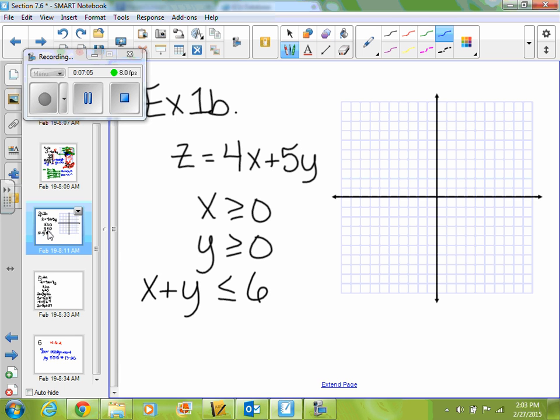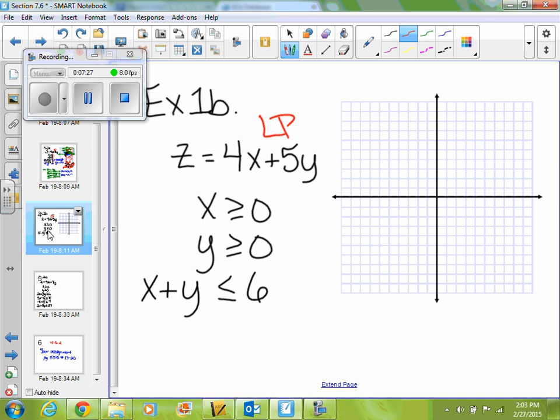Alright, so for the second one, my linear programming equation is 4x plus 5y. I don't get the graph part. The graph part. Okay. Well, we'll graph another one.